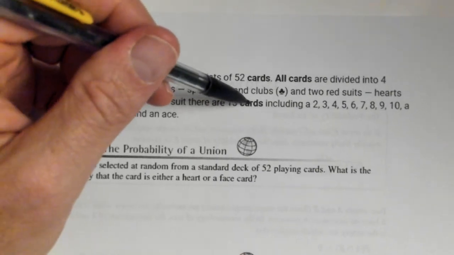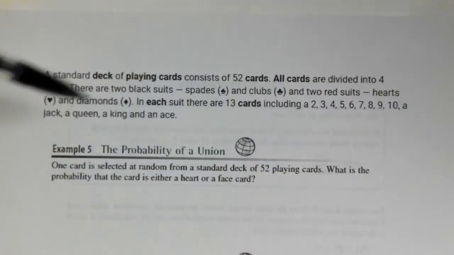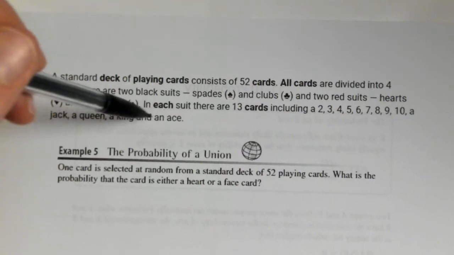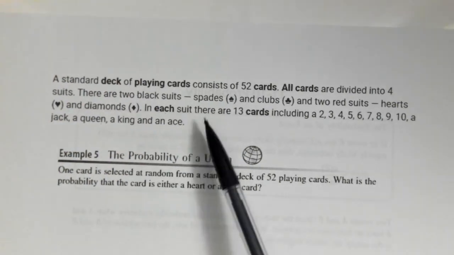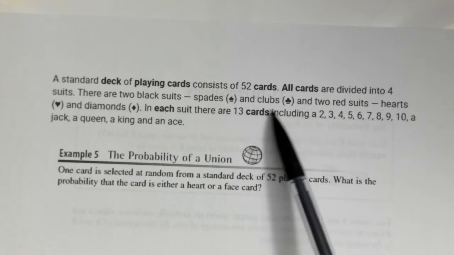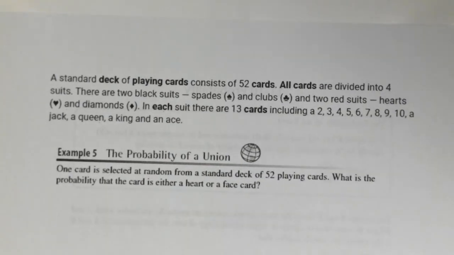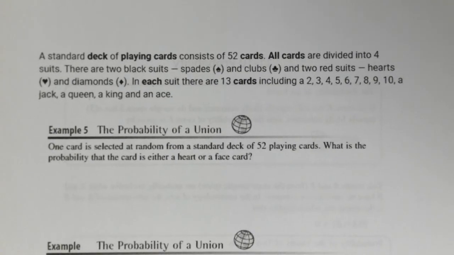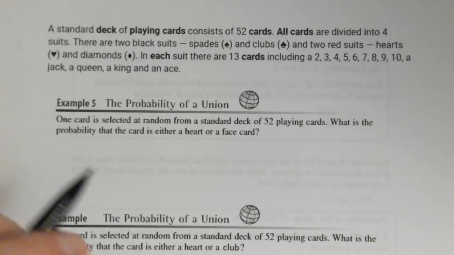So the 13 cards for each suit would be 2, 3, 4, 5, 6, 7, 8, 9, 10, Jack, Queen, King, and Ace, right? And so that makes up the 13 cards. So there are 13 spades, 13 clubs, 13 hearts, 13 diamonds. That just gives you an idea of how many of each type of card there are. Now, let's get into some examples here.